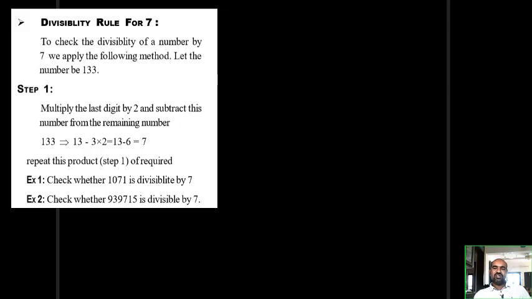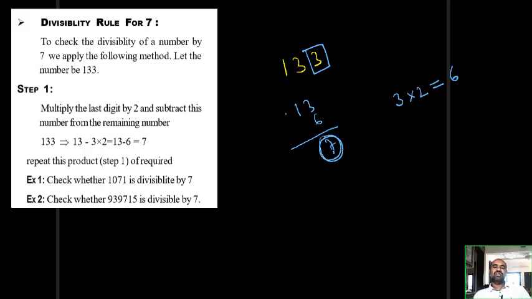For example, I want to check whether 133 is divisible by 7 or not. The process says take the last digit, the unit digit of the given number, that is 3, and multiply it with 2. What we will get? 6. That should be subtracted from the remaining truncated number. The truncated number is 13, which should be subtracted by 6. What happened here? 7. So 7 is divisible by 7. That's why you can say the total number is divisible by 7.